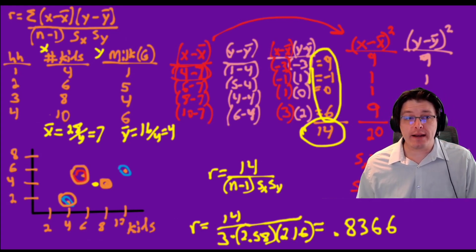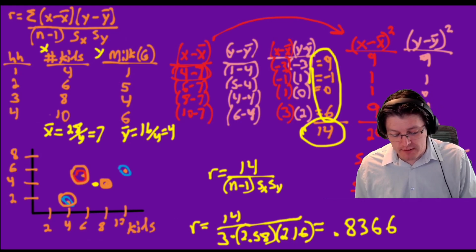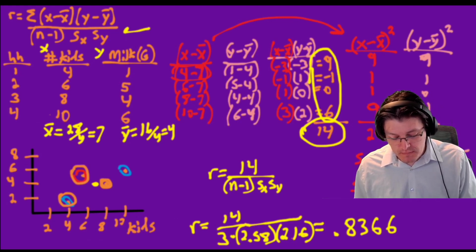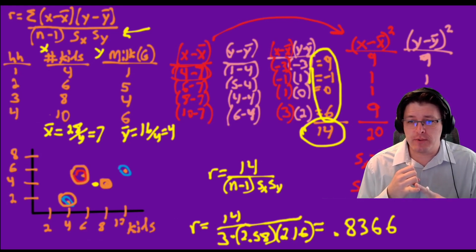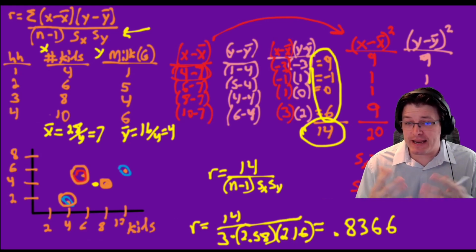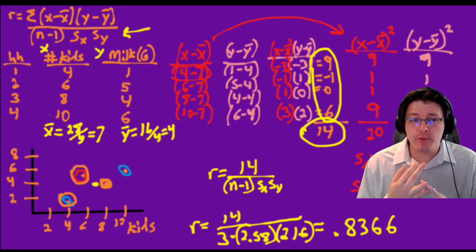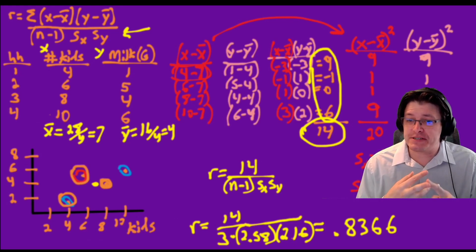Okay, why do we know that? Well, let's think about the bottom of the equation. n minus 1 can't be negative, right? We're not going to have an observation count of 0 to be -1. So it can't be negative. That's a positive number. And what do we know about standard deviations? They have to be positive. So sx and sy are positive numbers.